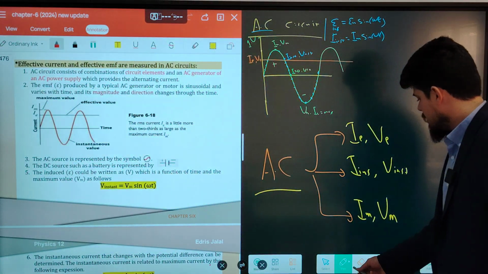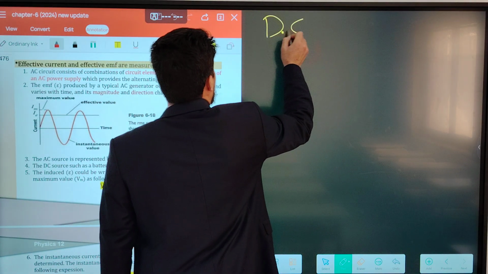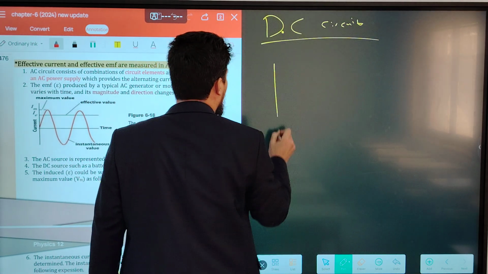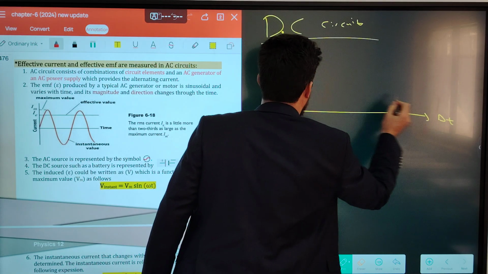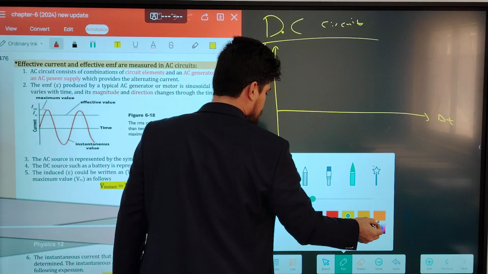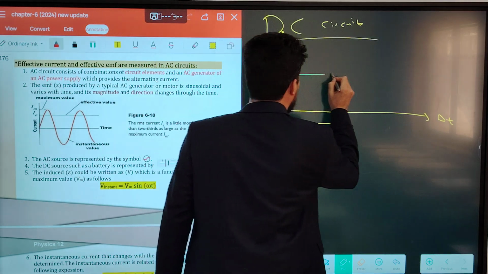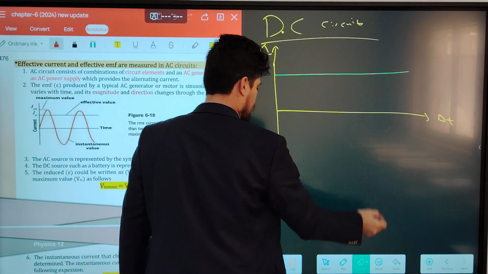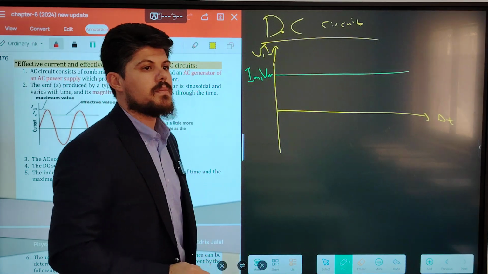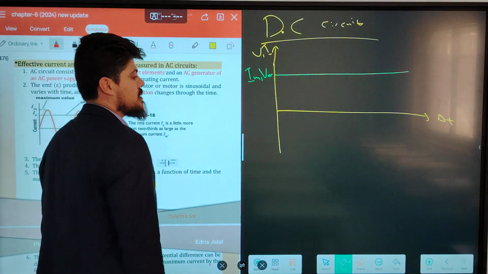But in DC current, guys, the situation is completely different. In a DC circuit, we have only the maximum value, as a function of time, this is V or I. In DC current, we have only the maximum value, IM or VM. In a DC battery, we have only one value, which is called the maximum value.